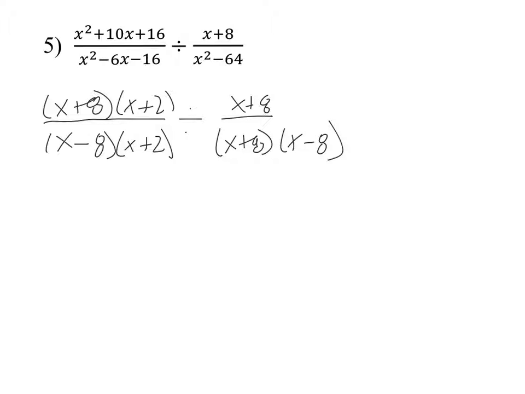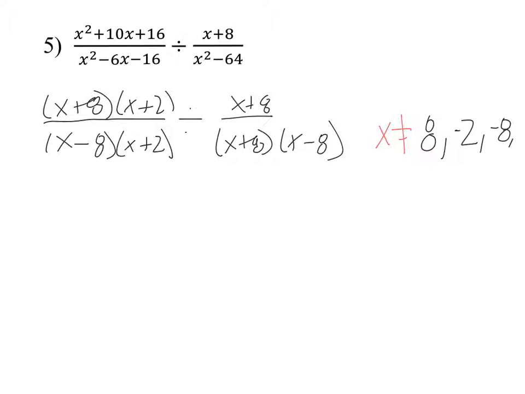So first thing I'm looking at is x cannot equal, for my first one, 8. For my second one, x can't equal negative 2. For my third one, x can't equal negative 8. And for my fourth one, x can't equal 8 again, but I already have that written, so I don't have to do anything with that.